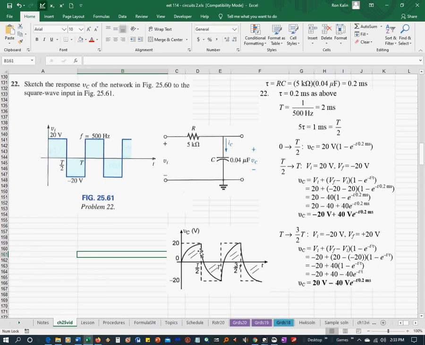So at that point, it negatively charges to here, and then it positively charges back up here. So that's what the waveform looks like.